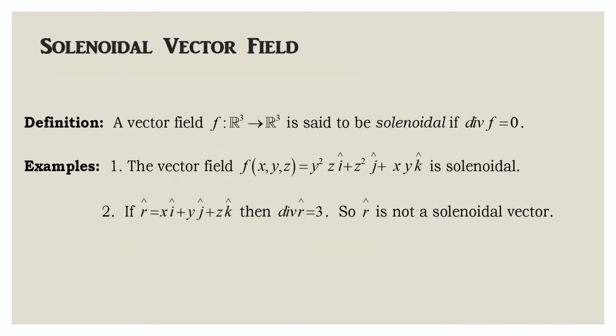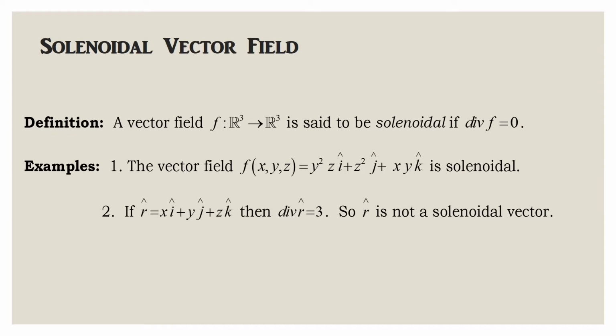Here comes the case div f equals 0. A vector field f from R3 to R3 is said to be a solenoidal vector field if its divergence is 0. So, a solenoidal vector field is a vector field whose divergence is 0.